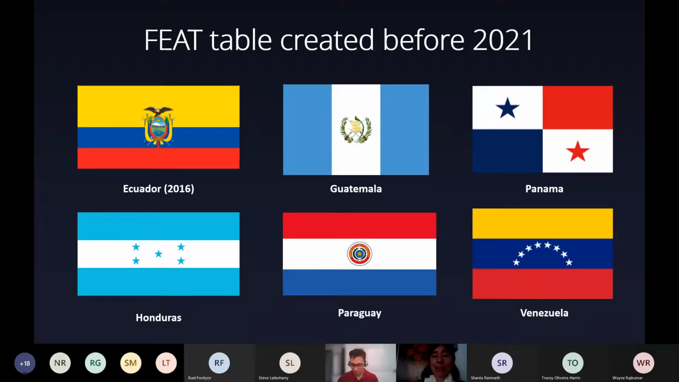And the FEAT tables that were created before 2021 that we have some information were the tables of Ecuador, Guatemala, Panama, Honduras, Paraguay, and Venezuela. We have more information about the different countries, but in this moment, I'm just mentioning in the case of the tables that were created before 2021, the tables of the member countries of the EEB network, but we have other tables for different countries that are still not members of this network.